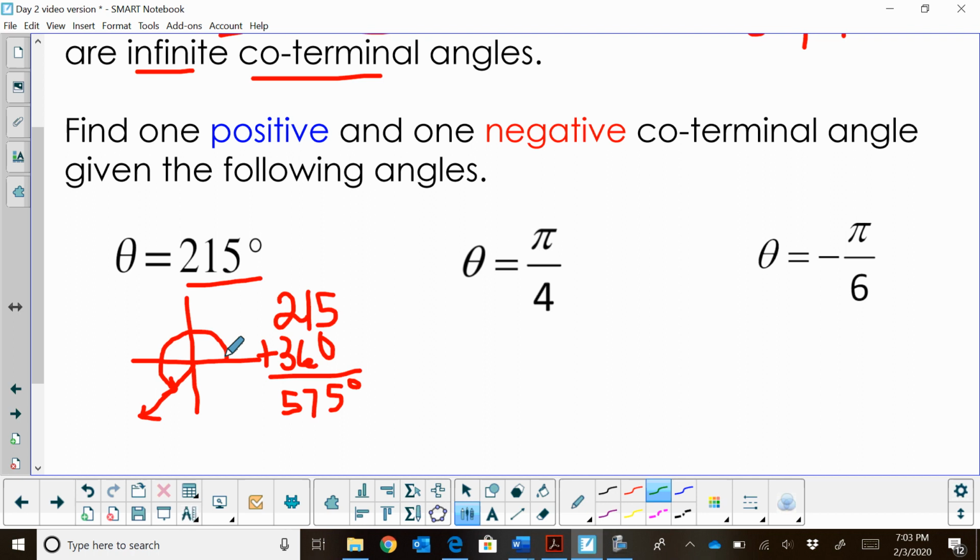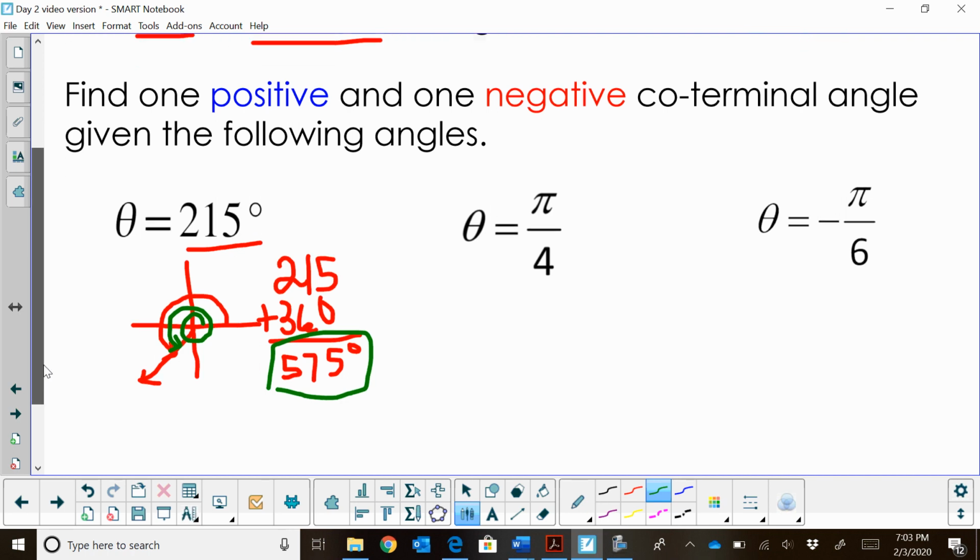So I'm going to start on this positive x-axis, and I'm going to loop around one full time and then come back around and stop at the same position. So the green angle I just drew is my 575 degree angle.